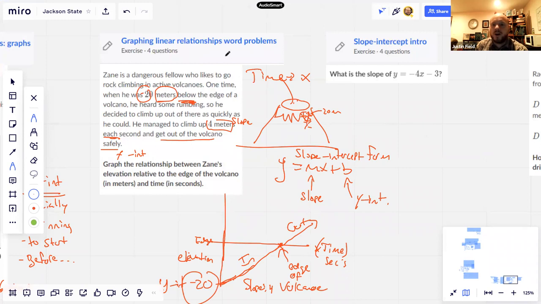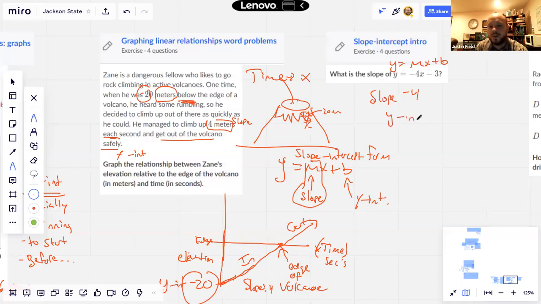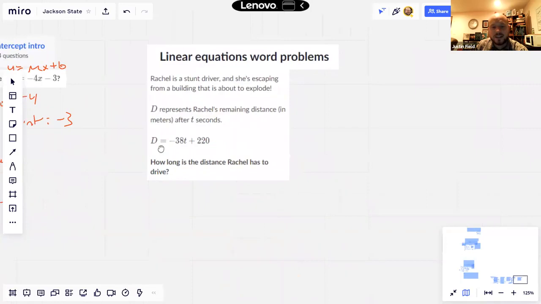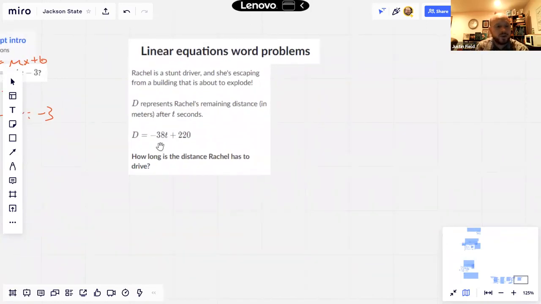So all we got to do for a slope-intercept intro, just a little warm up into y equals mx plus b, is get the terms in the right order. So the m is the coefficient of x, and it's the slope, right? So what is the m in this case? It's -4. And that's the slope. And the y-intercept in this case is -3. Done.